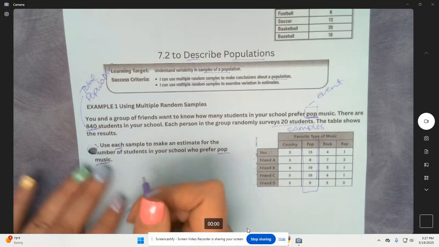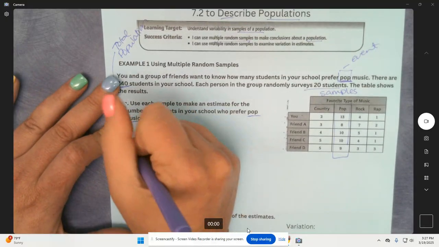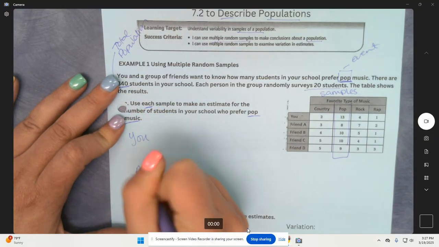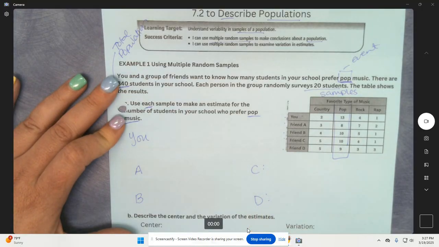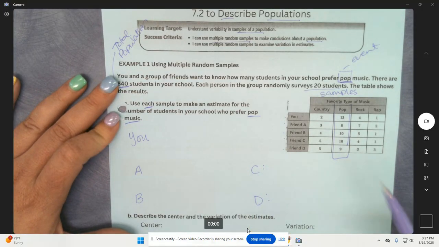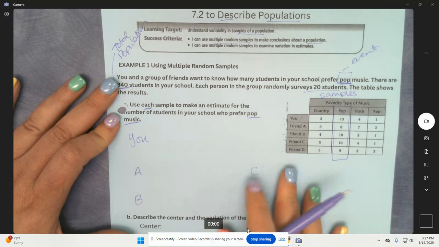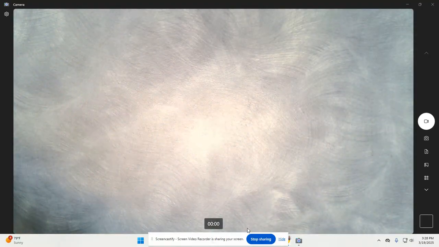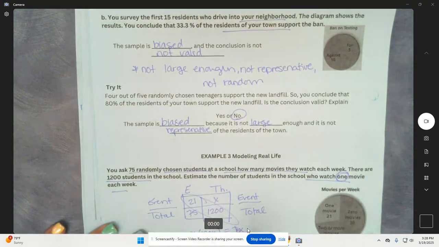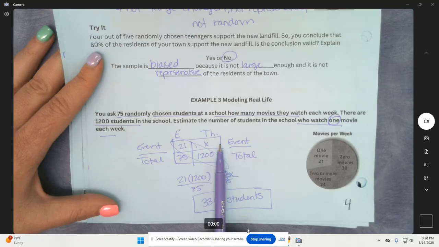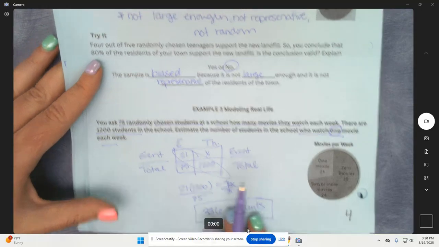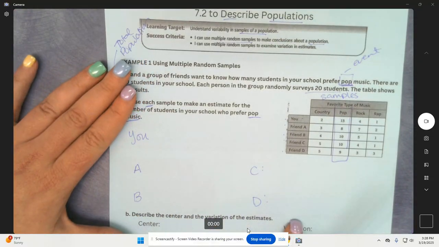Okay? So we're going to go ahead and organize our work here. We've got you, we've got your friend A, your friend B, friend C, and friend D. And so we're making predictions about the population based off of each sample here. So we did this yesterday, when we were finding the total population for watching one movie, how we set up our ratio box. We're going to do the same thing for each sample here.